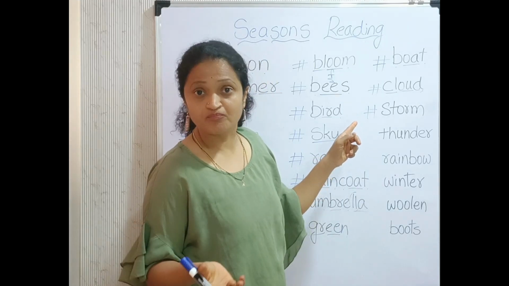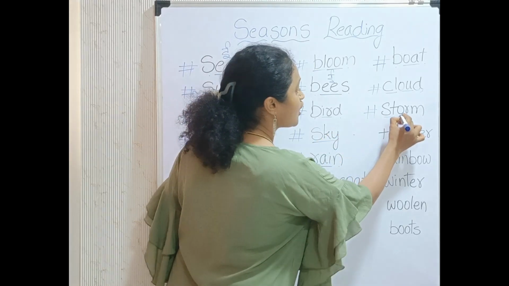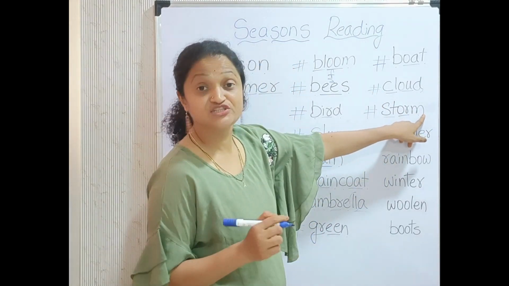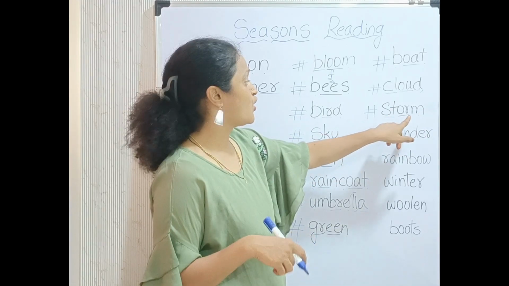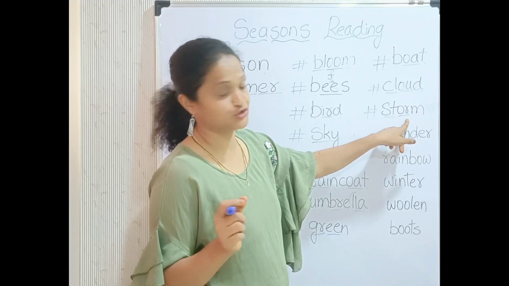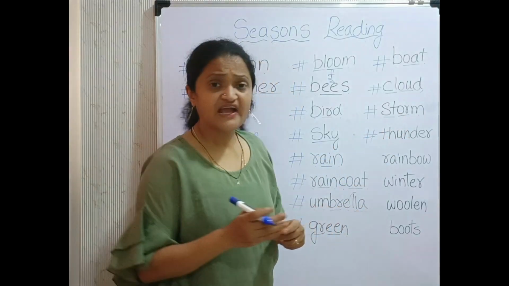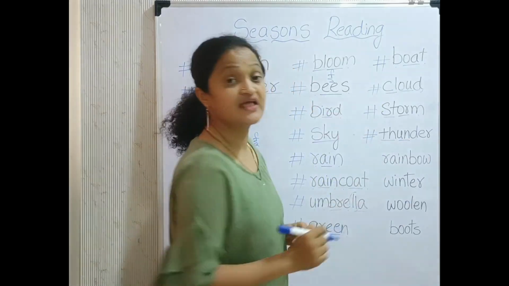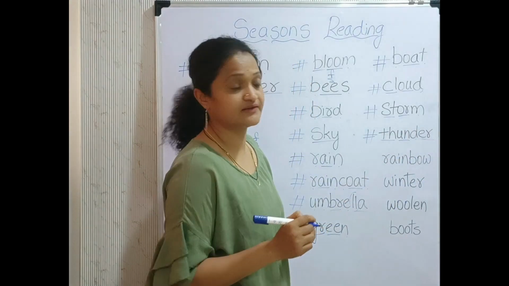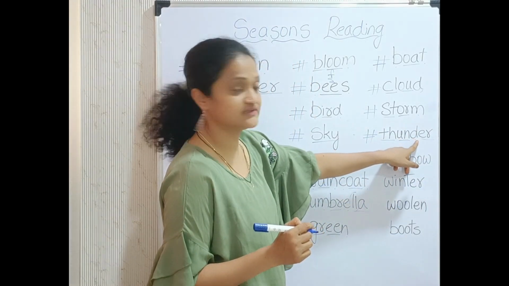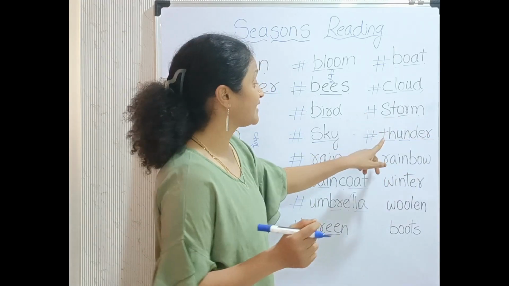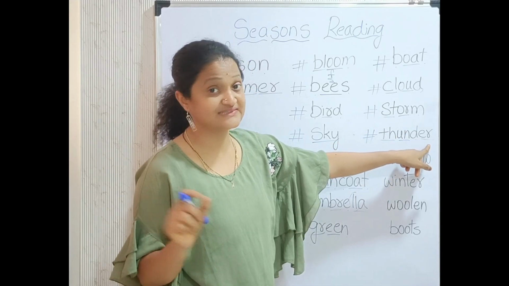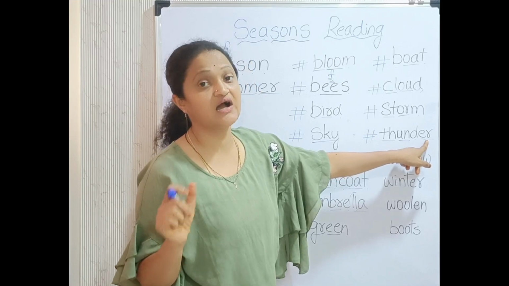We can see storms in the rainy season. St, or, m, storm. St, st, O, R. R controlled. And we can hear the thunder. Th, un, d, thund, er, thunder. T-H sound is th, u, n, un. And E-R is R controlled word, er.